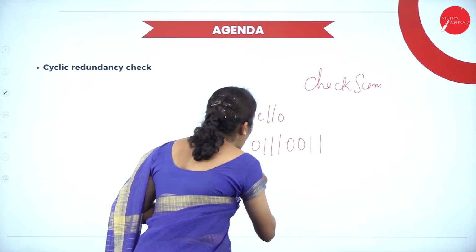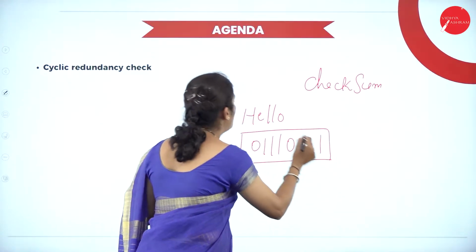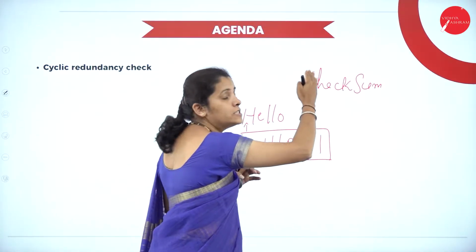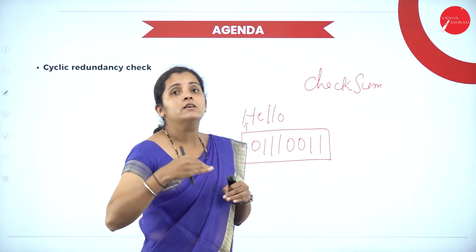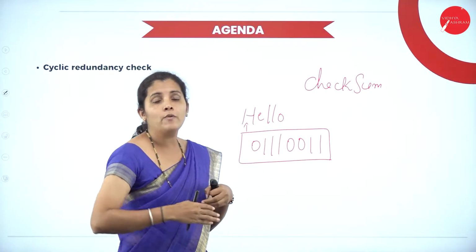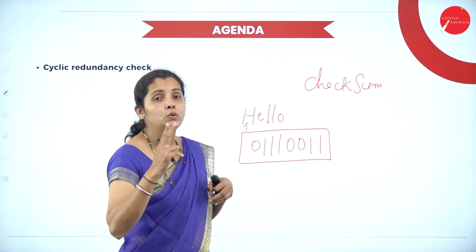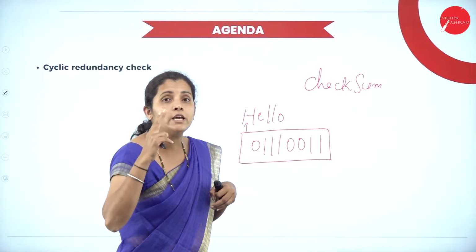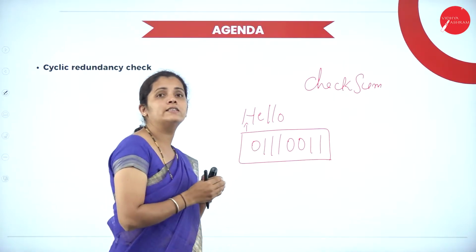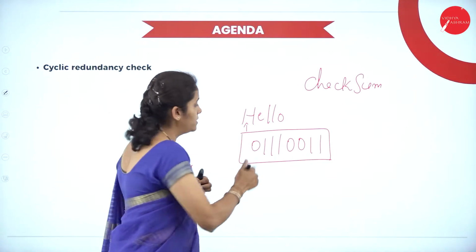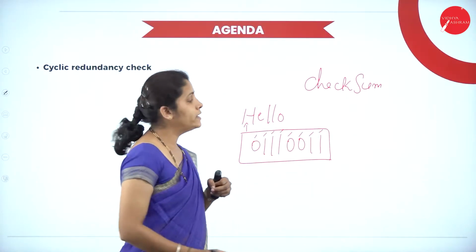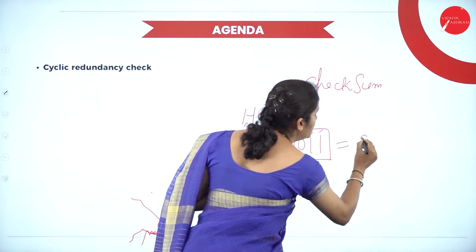This is the actual digital form of the hello message. According to the checksum protocol, whatever data bits I have, I want to divide into n equal parts. For example, in this example, how many bits are there? 1, 2, 3, 4, 5, 6, 7, 8. So it is a total of 8 bits.